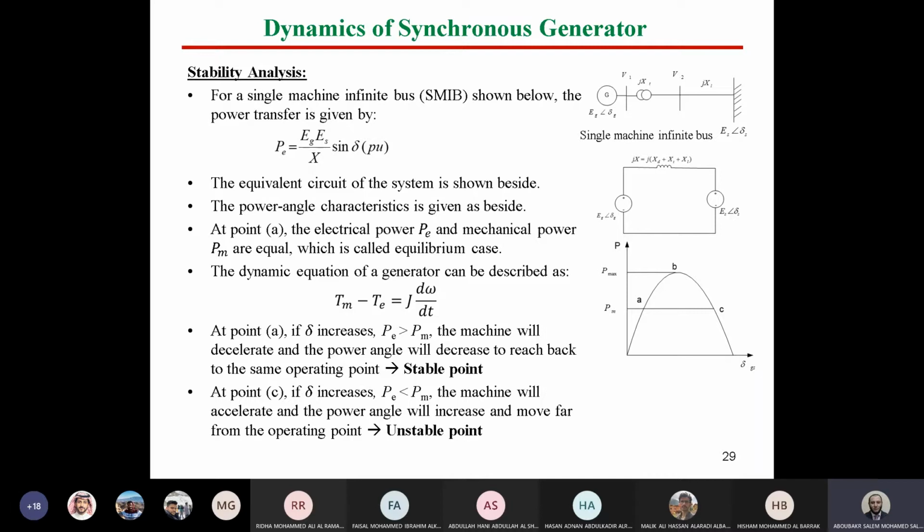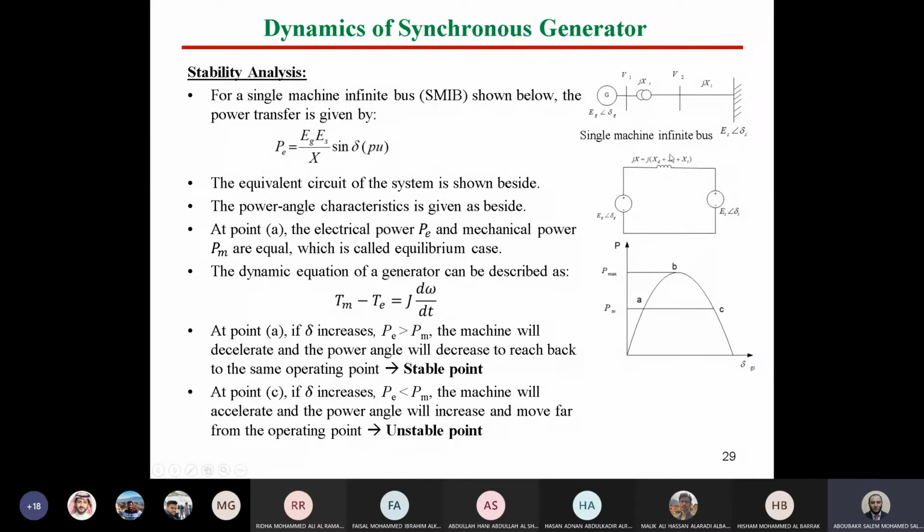Let's have an example, guys, for the stability here by analyzing the stability of a synchronous machine. Of course, we now have the relation of power. Assume first we have a single machine infinite bus. We have a generator, we have a transformer, and part of a transmission line, and this is considered as the infinite bus. So we can call this a single machine infinite bus.